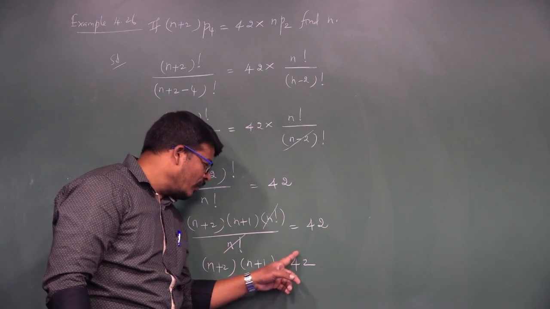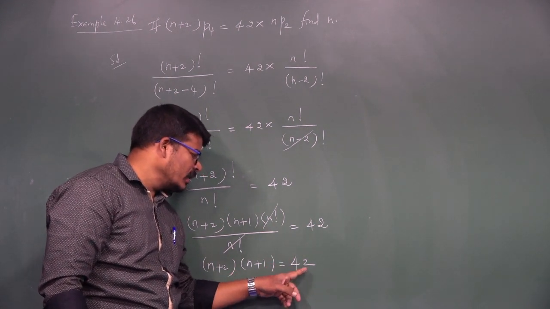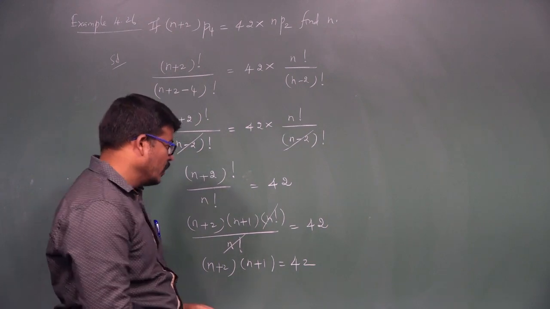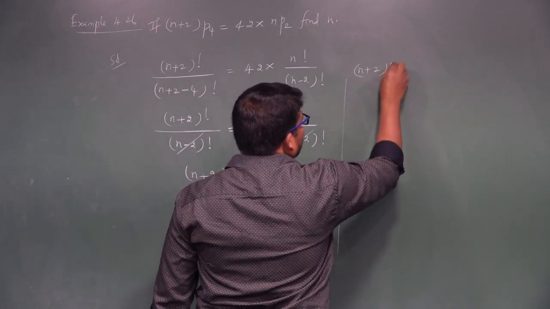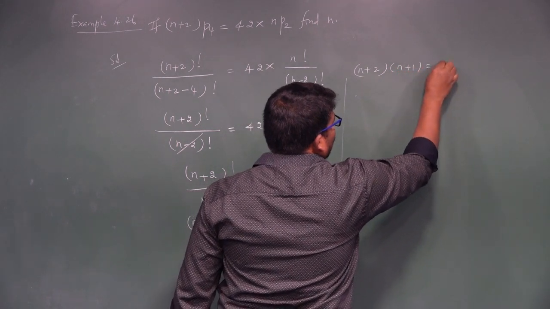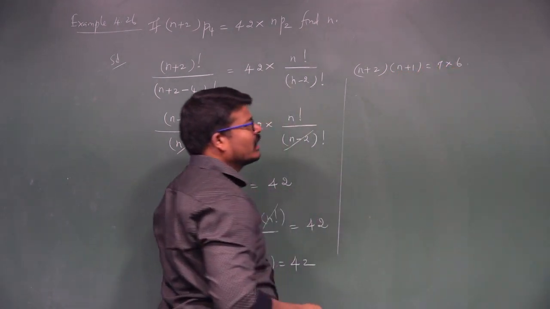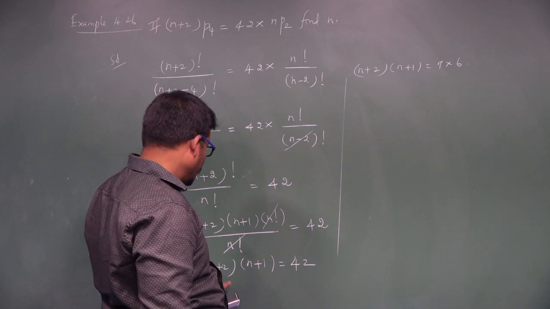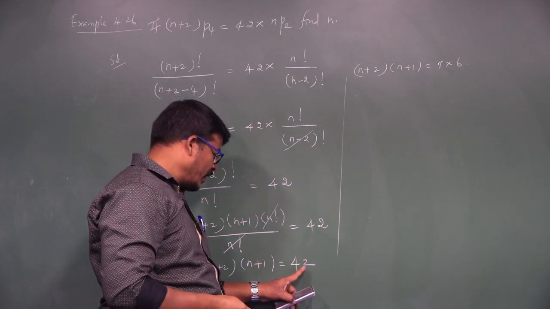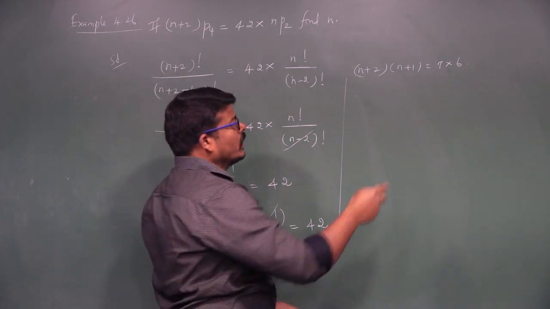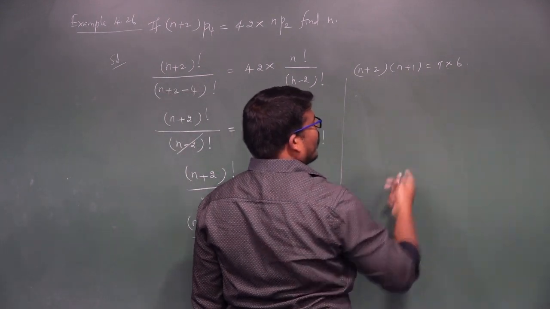Now split the value 42. 6 into 7 are 42. So (n plus 2) into (n plus 1) equals 7 into 6. 7 sixes are 42. These are two consecutive values: n plus 2 and n plus 1. Split 42 into two terms: 7 into 6.